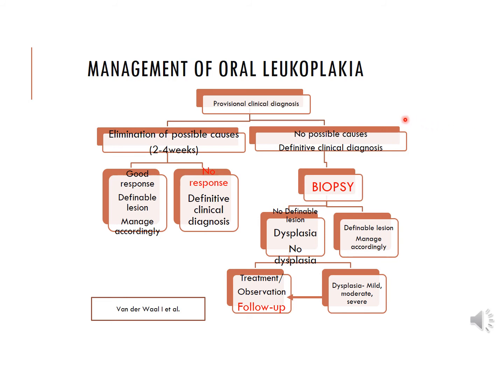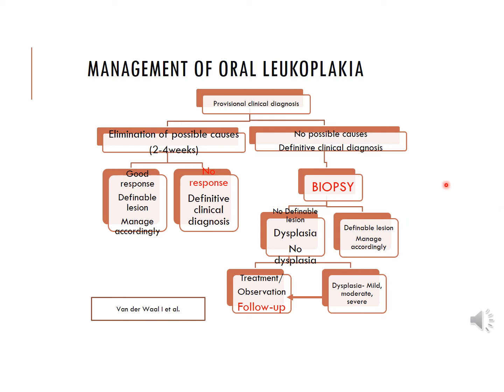On the other hand, if you're not able to find any possible causes for why the patient is having a white lesion, let's say he or she doesn't smoke, or it's a female patient with no known family history or habit history, and you are not sure what clinical diagnosis to arrive at, or you're sure and have a definite clinical diagnosis, then either way you would want to biopsy the patient, right? When you biopsy, you will come up with either no definable lesion, that means in favor of leukoplakia, and then you will look for either dysplasia or no dysplasia.